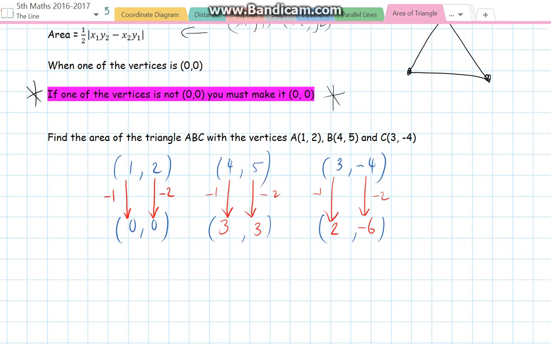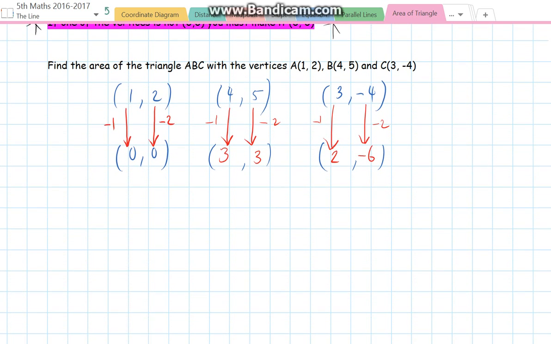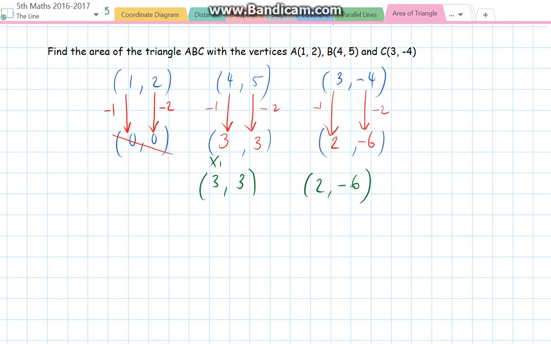So now what's happened is my 3 points can now be 2 points, because I won't use my 0, 0. I'll just write the 2 points that I have now, 3, 3 and 2, minus 6. For my formula I said I only needed 2 points. So I got one of them to 0, 0, and then I didn't use that 0, 0, so these become my 2 points now: x1, y1, x2, y2. Now I'm able to fill that into my formula. It's really important, remember, that you get one of the points to 0, 0, whatever you did to them, you do to the other 2 points, and they become your vertices. This is called translation.